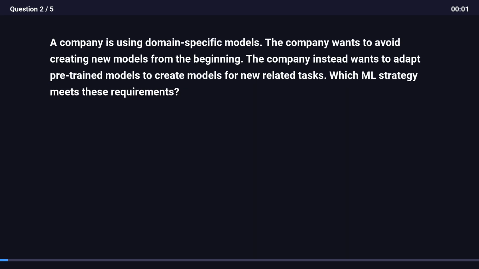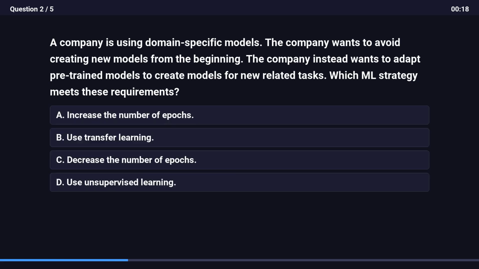A company is using domain-specific models. The company wants to avoid creating new models from the beginning. The company instead wants to adapt pre-trained models to create models for new related tasks. Which ML strategy meets these requirements?